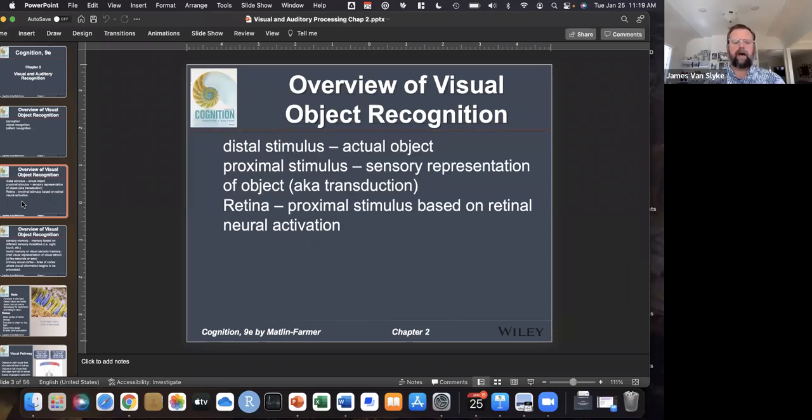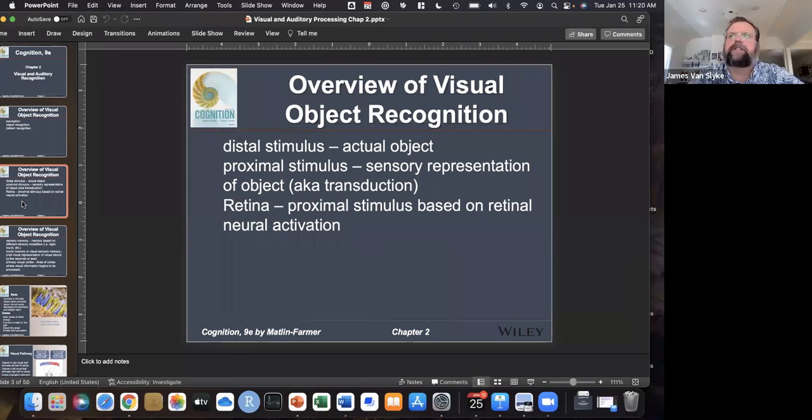There's a few different things to think about here. One is the distal stimulus, and that's the actual object that we're looking at that is in some sense external to us. And then the proximal stimulus is the stimulus that we make up in our own minds. So a distal stimulus is something outside of us, something that we're looking at, and the proximal stimulus is the way we represent that within our own minds.